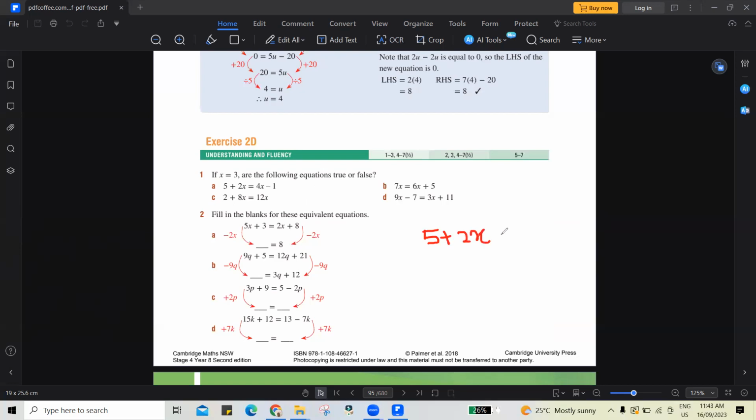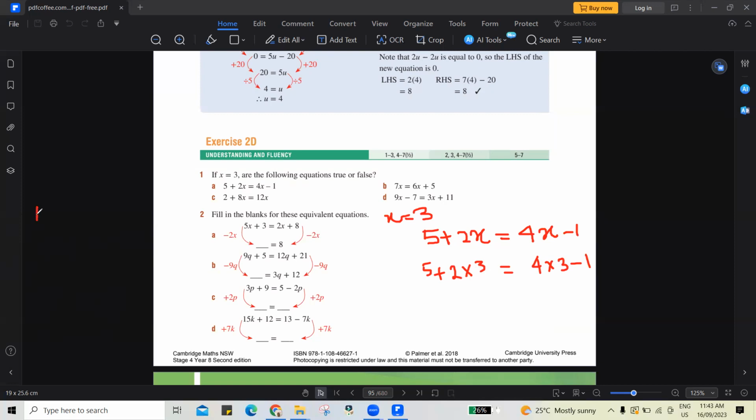5 plus 2x, 4x minus 1. What you're going to do is x equals 3, right? You go and put that value. 5 plus 2 times the x value, which is 3. 4 times x equals 3, minus 1. Then 2 times 3 is first. We do that one because of BODMAS.